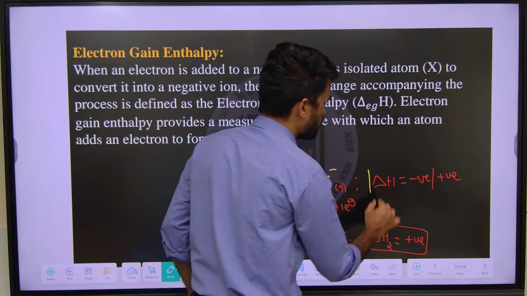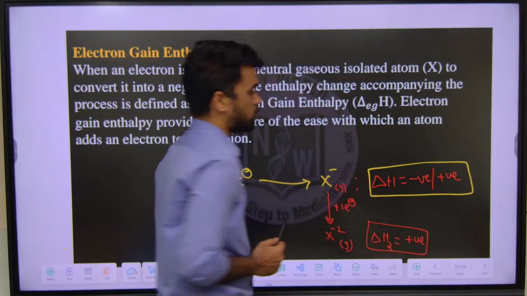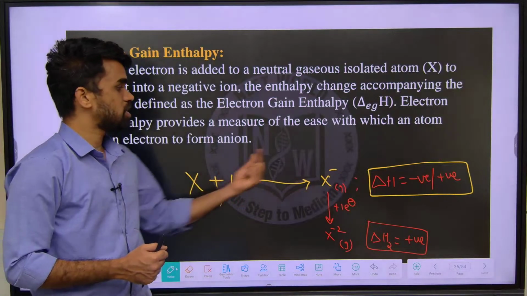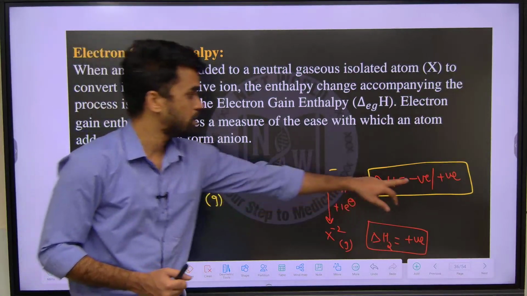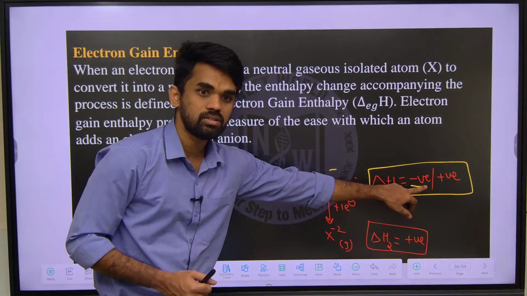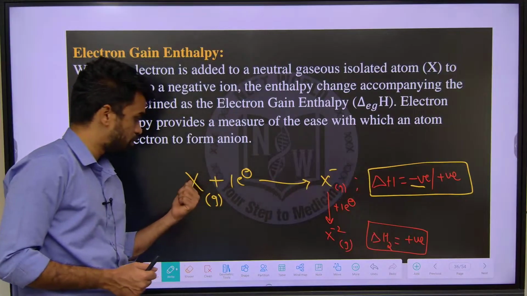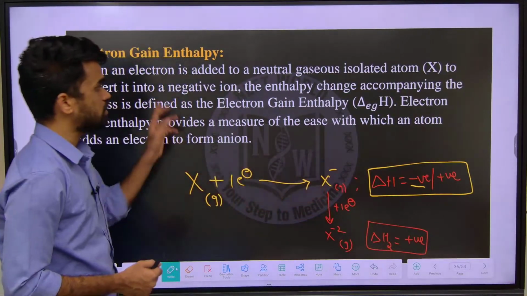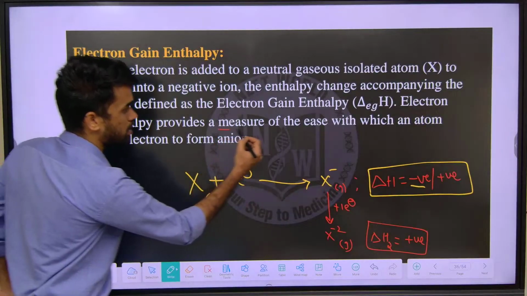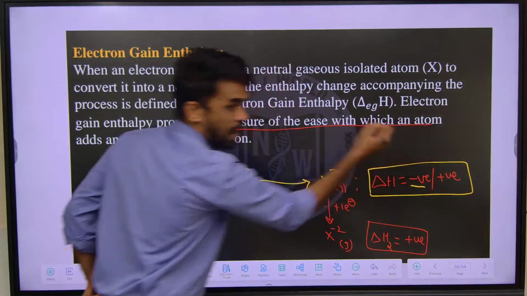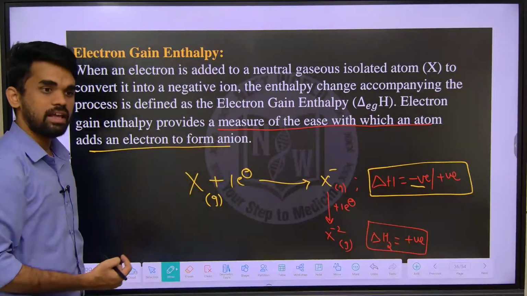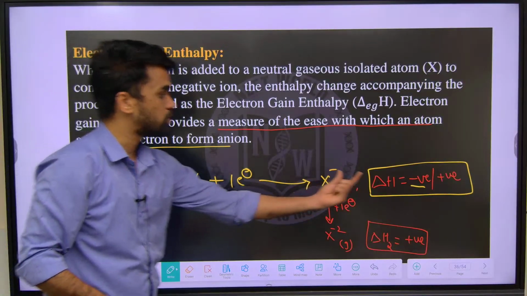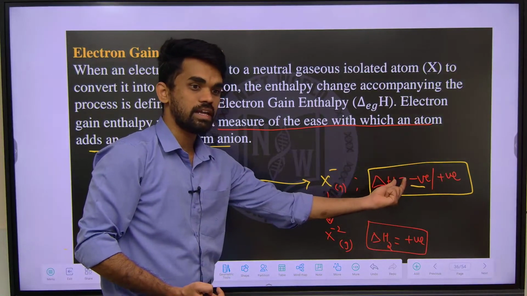So what do we mean by negative and positive first? Negative means that the species conversion is very easy. A negative value indicates that conversion of that element or species to its anionic form is easy. So what is the use of electron gain enthalpy? It provides a measure of the ease with which an atom converts into its anionic form. How do we say this, by looking at its electron gain enthalpy values.